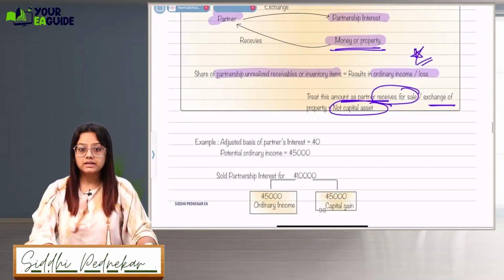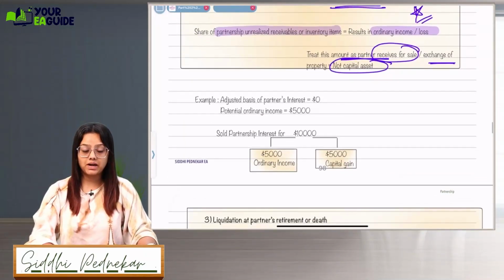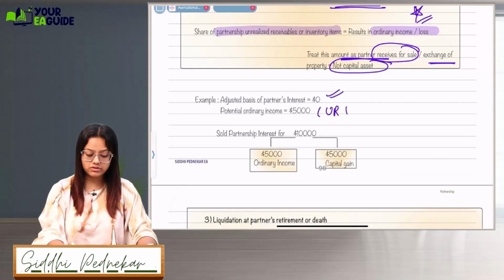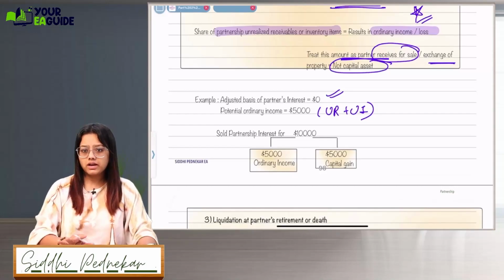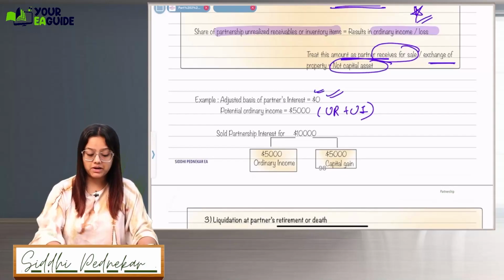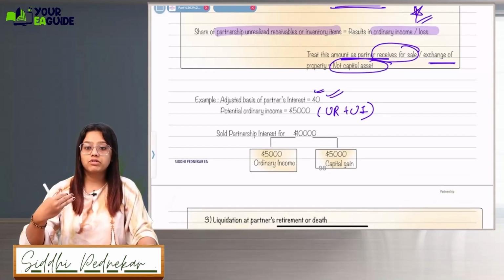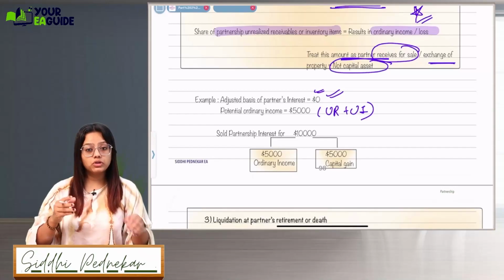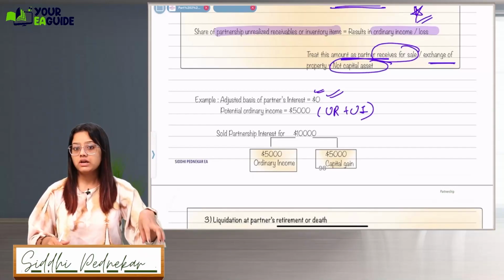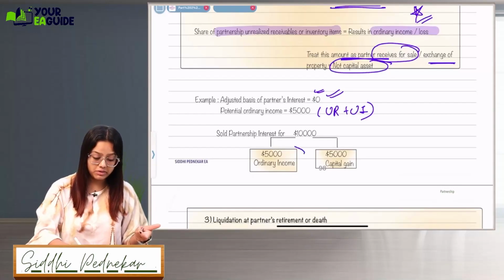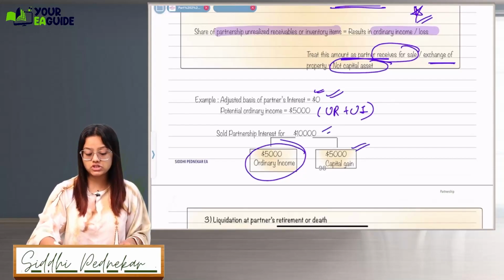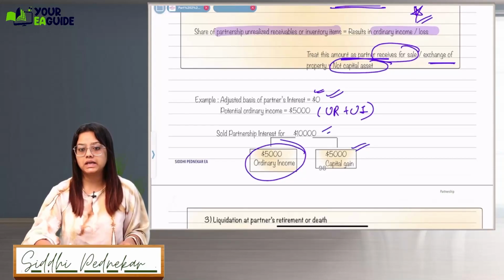Got it, guys? Here is one example. The adjusted basis of the partner's interest is, let's say, $0. Potential ordinary income means, let's say, unrealized receivable and unrealized inventory, with ordinary income of $5,000. If a partner sells his interest to someone else for $10,000, up to the amount of the unrealized receivable and inventory, that potential ordinary income of 5,000 will be treated as ordinary income, and the remaining 5,000, which is his benefit, will be treated as a capital gain.